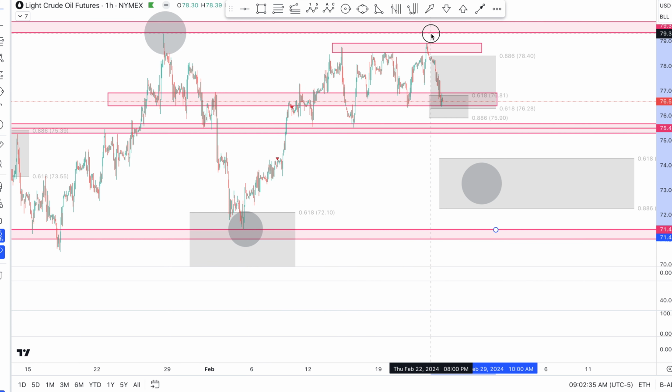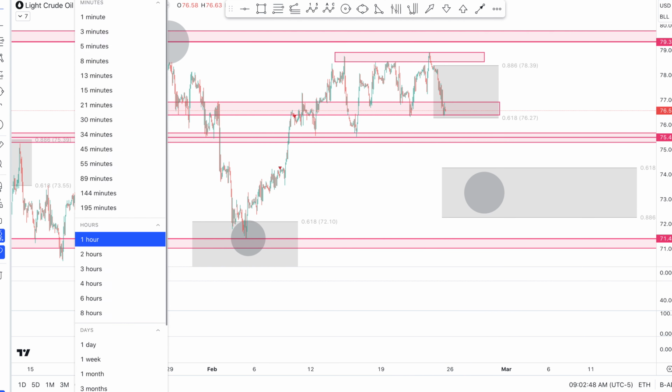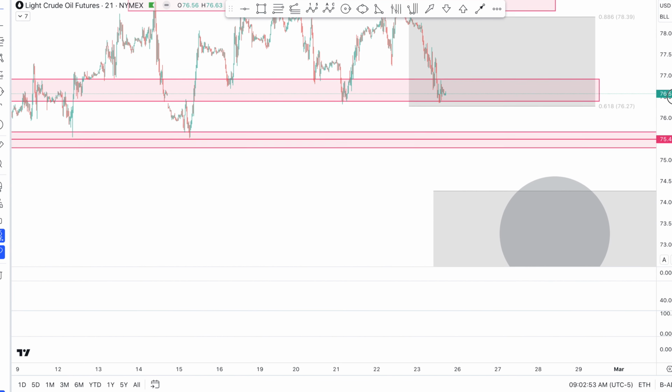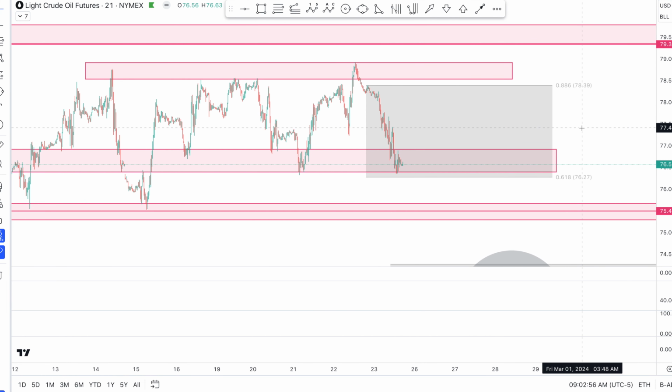Because until we break that high, 79.29, these fibs right here are relevant, okay? Now at the moment, we're catching this support. So as a scalper day trader, this will be the last fib I'm going to put on here. I like to drop down into a lower time frame. I like to use fib time frame. So in this example, I'm using a 21-minute chart.